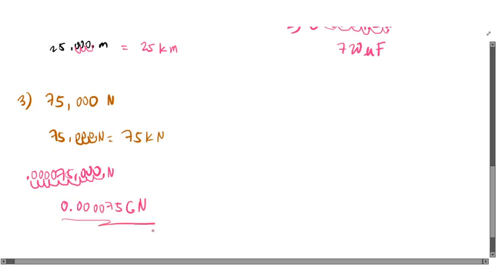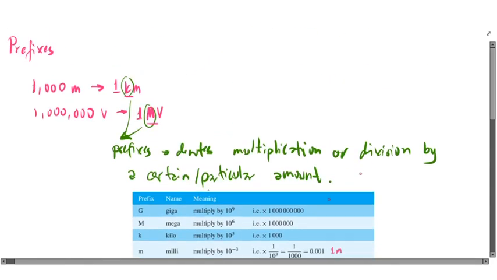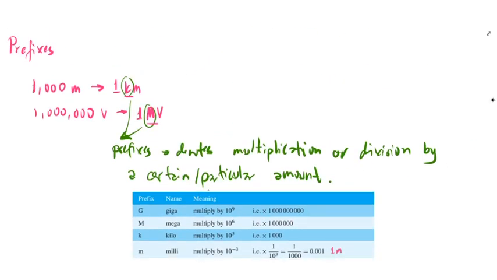Okay, so this is the answer. If you want to convert the given 75 newtons into giganewtons, the long process is to divide 75,000 by 1 billion, because giga is the equivalent of 10 to the power of 9.